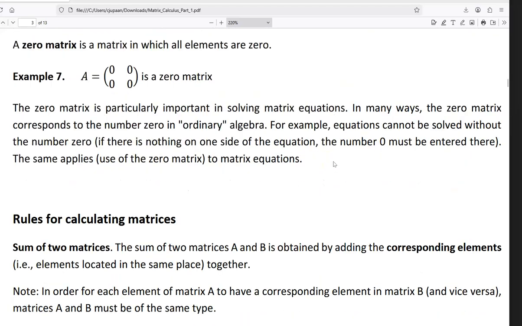And then there is also the zero matrix. This has the same use as a zero in normal algebra. We need a zero, something that represents nothing, and we may think that the zero matrix plays a similar role in matrix algebra as the number 0 does in normal algebra.